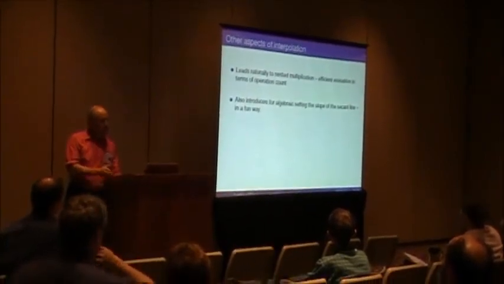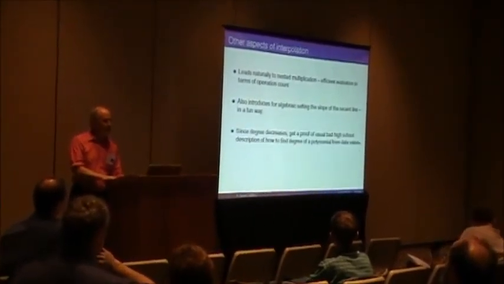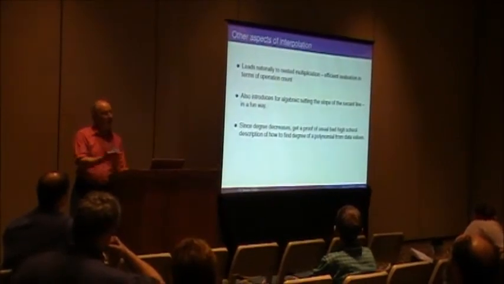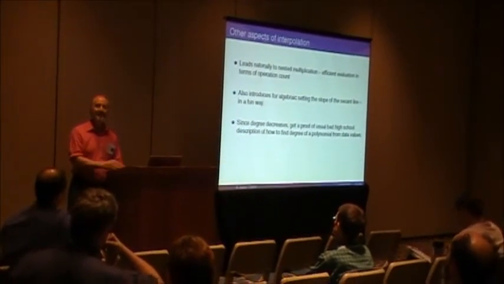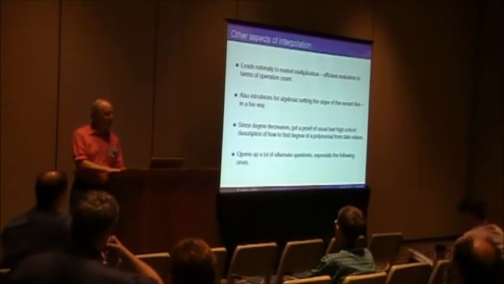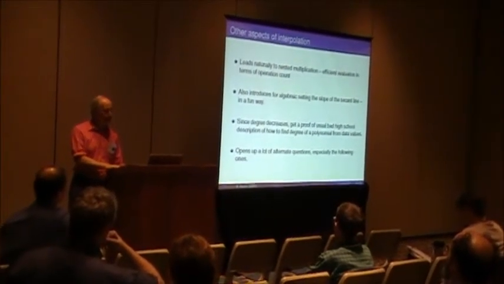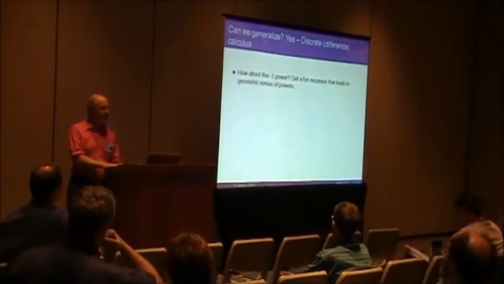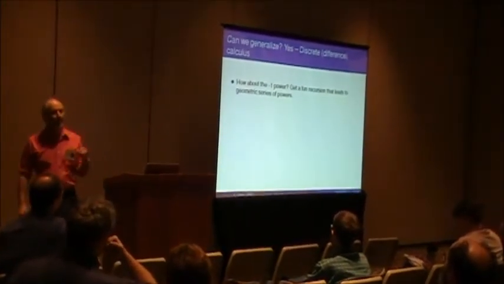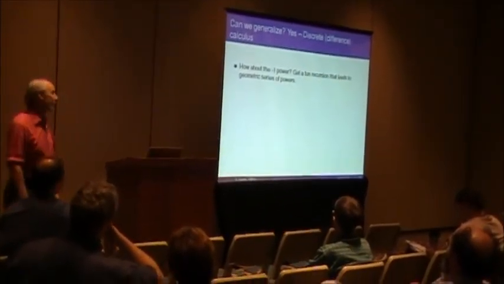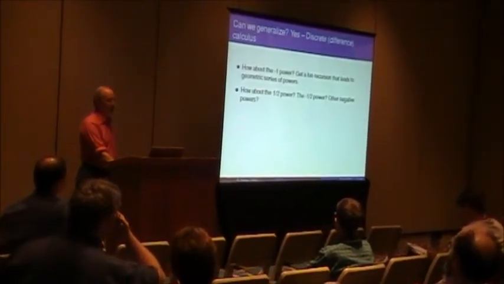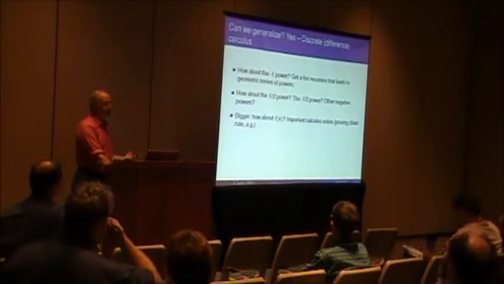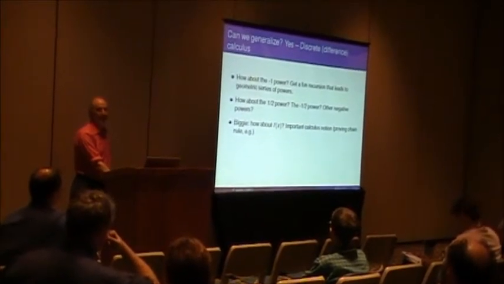So other aspects of this, we end up with the secant line. We actually can prove this bad high school description of differencing leads to the degree of the polynomial. Okay, and there are also alternate questions. So this is where I was more excited. What if the power is -1? Or what if it's the square root? Or what if it's some hidden function f of x?